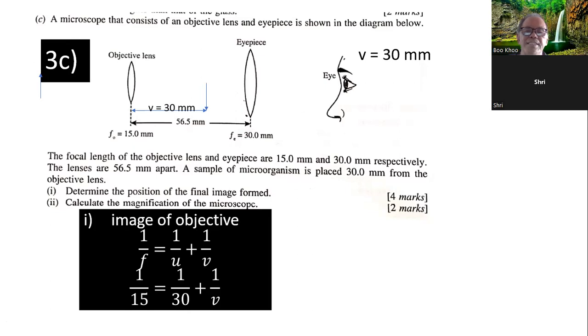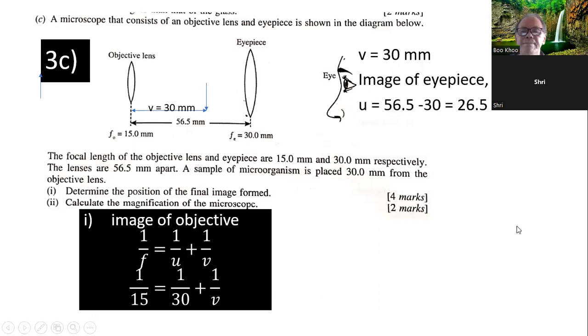Calculate out. V is 30. So that is your 30. Now this becomes the object for this eyepiece. Look at the image of the eyepiece. Remember, we are looking at this eyepiece there. Now this becomes the object, so this becomes the object distance. So 36.5 minus 30, you get 26.5.